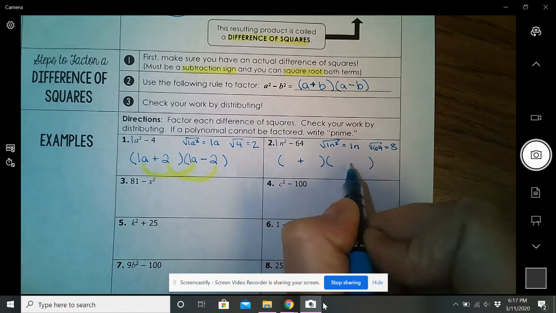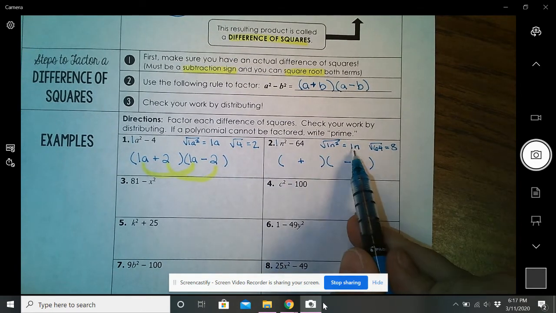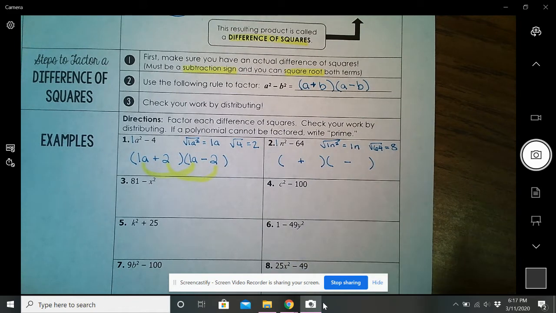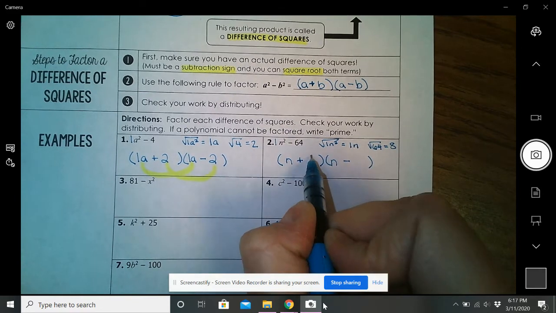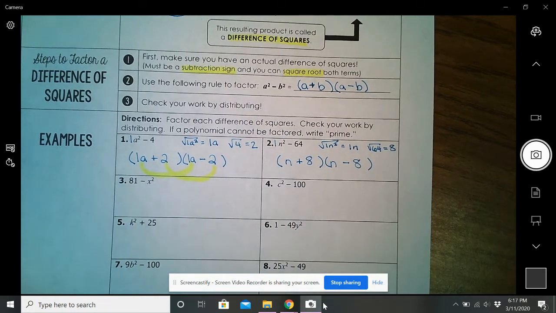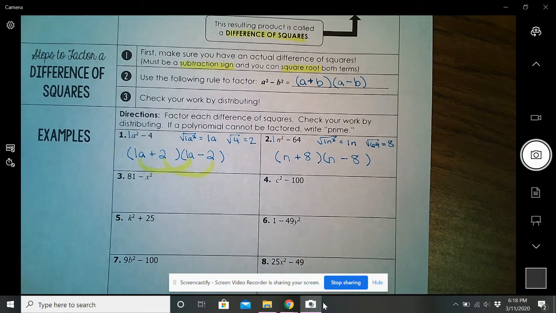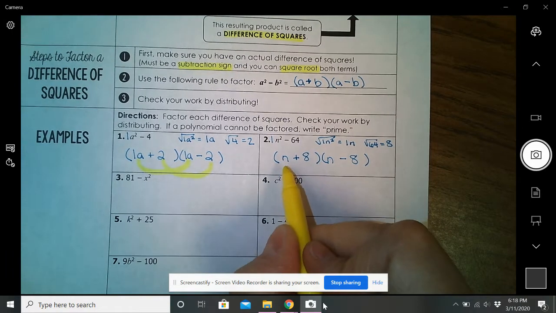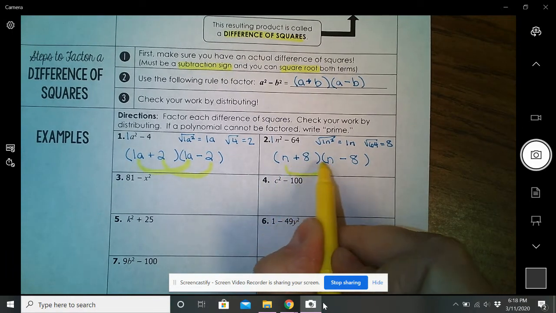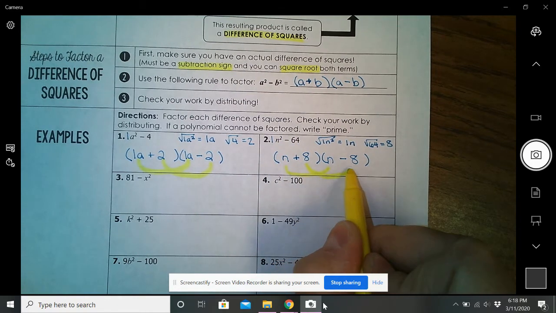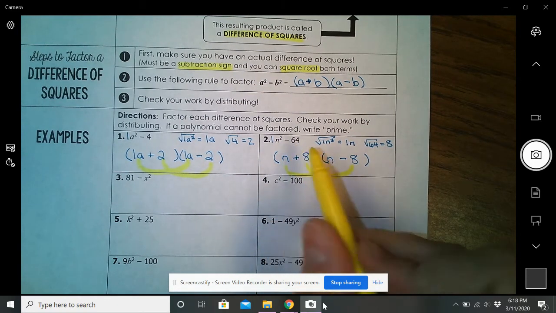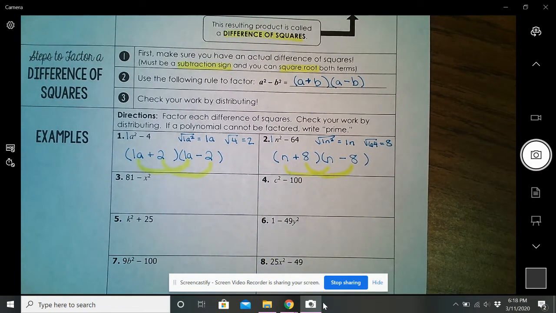So set up my factors. 1 has a plus in it, 1 has a minus in it, and these become the terms inside the factors. 1n in the first position and 8 in the second position. I don't typically write the coefficient if it's a 1. We understand there's a 1 there. So let's check our work by multiplying the first two terms together. N times n is n squared. And then multiply the last two terms together. 8 times negative 8 is negative 64. Good deal.